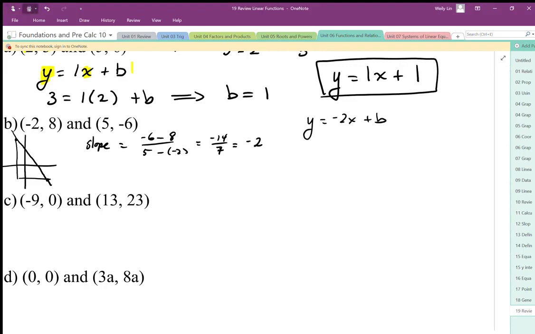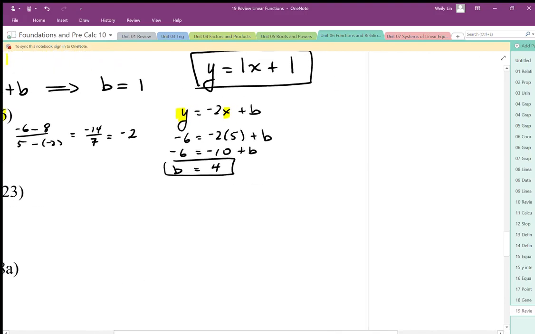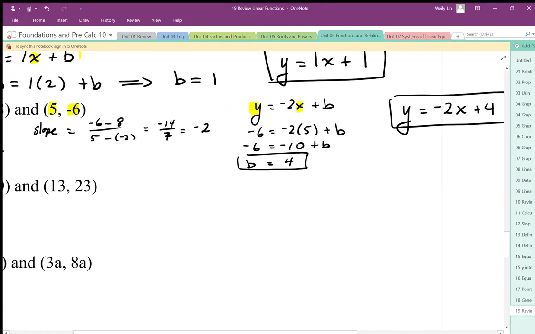We take one of these coordinates, I'm going to in this case use 5 and -6. We're going to plug it into those x and y's. So -6 equals -2 times 5 plus b. So we end up with -10 plus b equals -6. Solving for b, we get b equals +4. So the equation of our line then becomes y equals -2x plus 4.